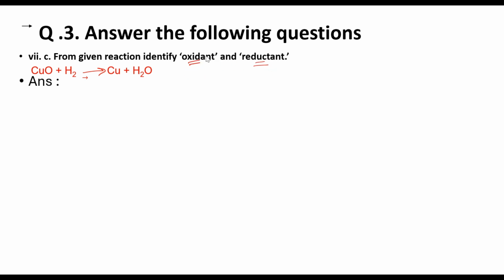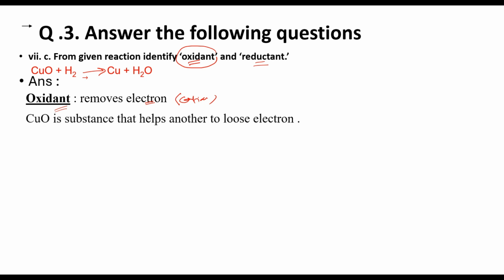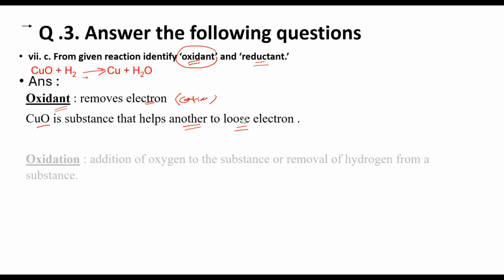To understand this concept, I will explain something here. What is an oxidant? It is asked what an oxidant is. Oxidant means it removes the electron. Who removes the electron? Especially the metals, because they donate the electron and they are always cations because they lose the electron. So oxidant means a substance that removes the electron. Copper oxide is a substance that helps another lose the electron, therefore it is an oxidant.